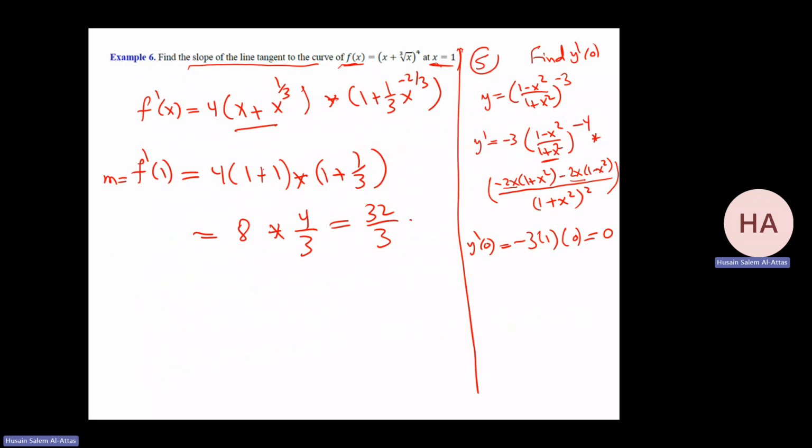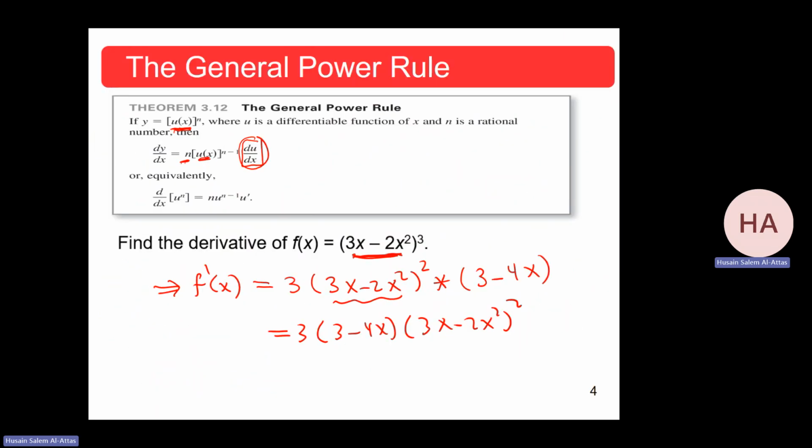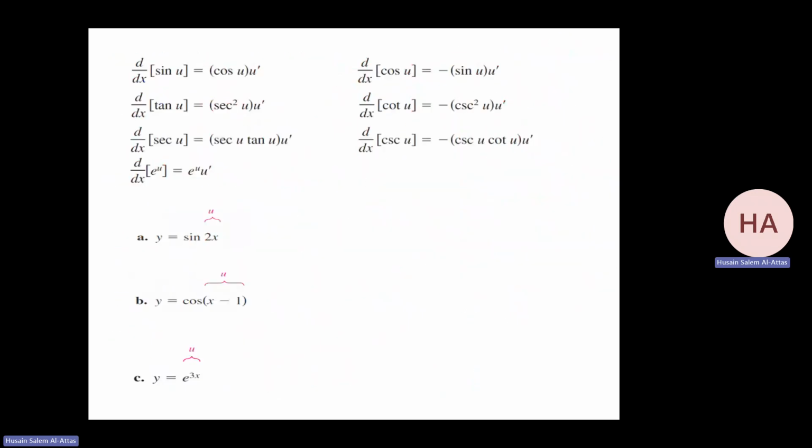We did the chain rule and we linked it with the power rule. So if you have a function to the power n, the derivative will be n times the function to the power n minus 1 times the derivative of the function. Now, let's link it with the transcendental functions, like trig functions and the exponential.